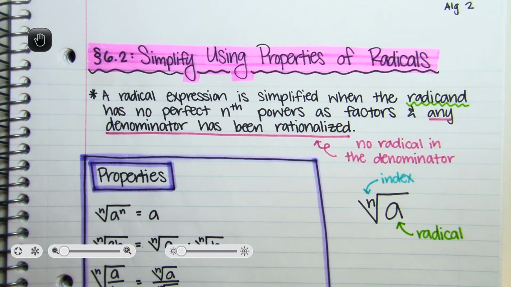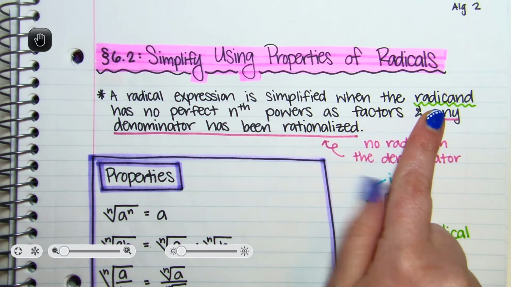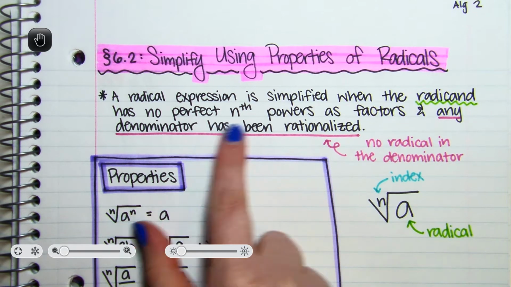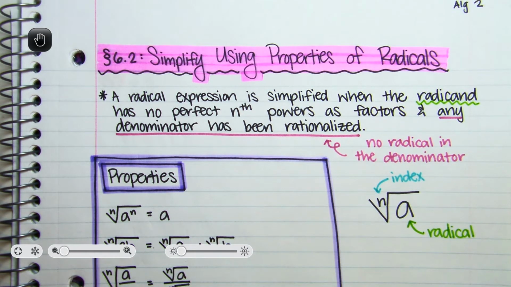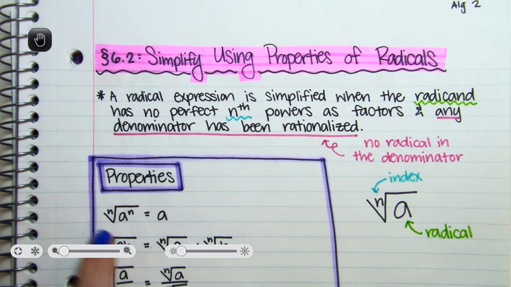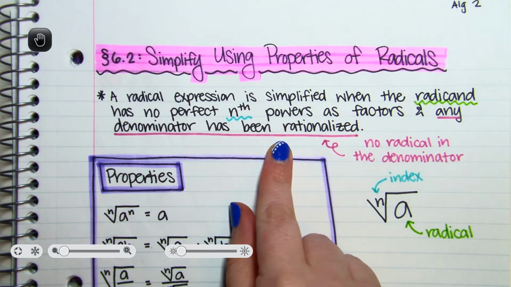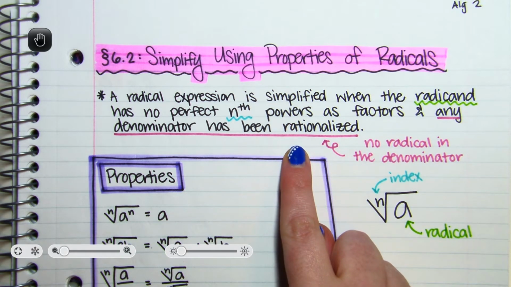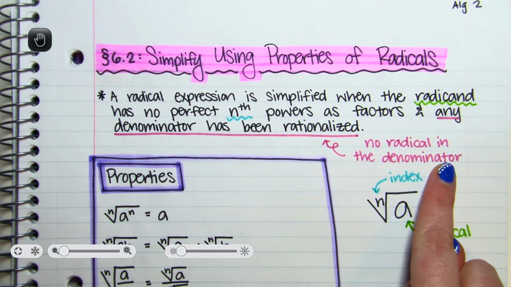So first things first, a radical expression is simplified when the radicand, I'll explain that in a second, has no perfect nth powers as factors. And let me actually underline nth, because that's the index. And any denominator has been rationalized. So the part that's underlined in pink, any denominator has been rationalized, basically just means there's no radical in the denominator.